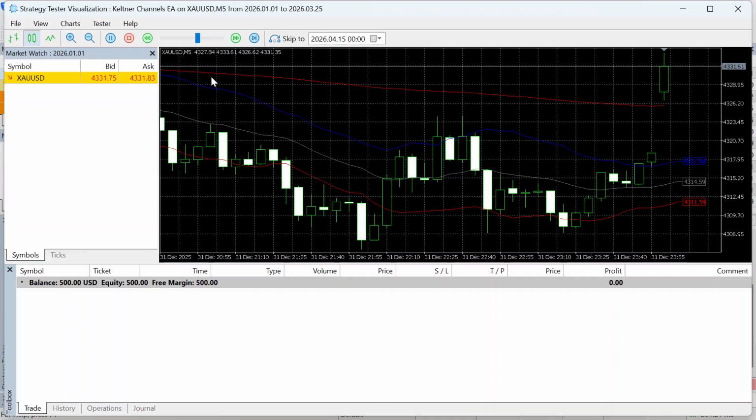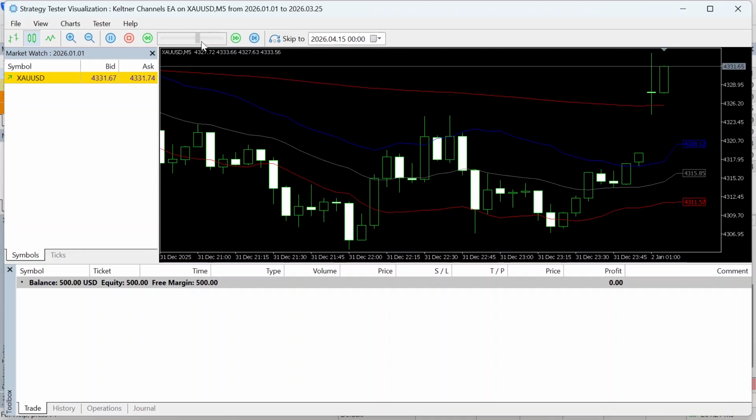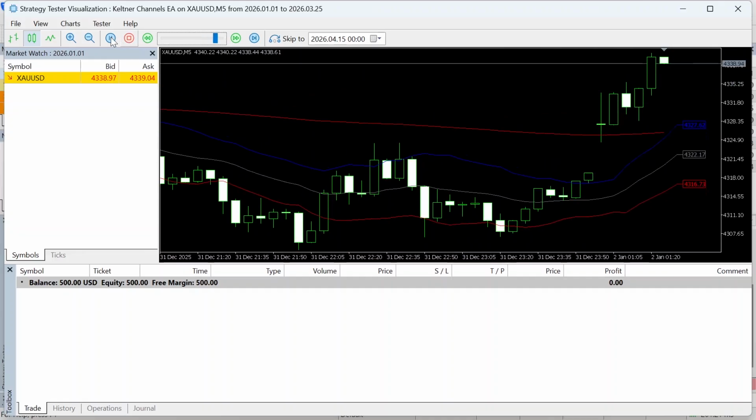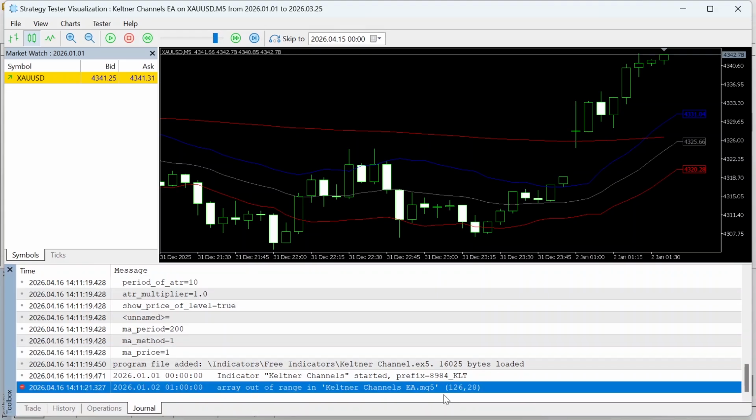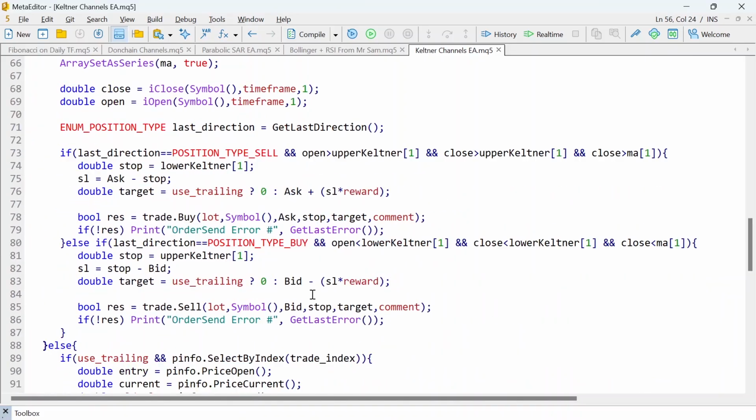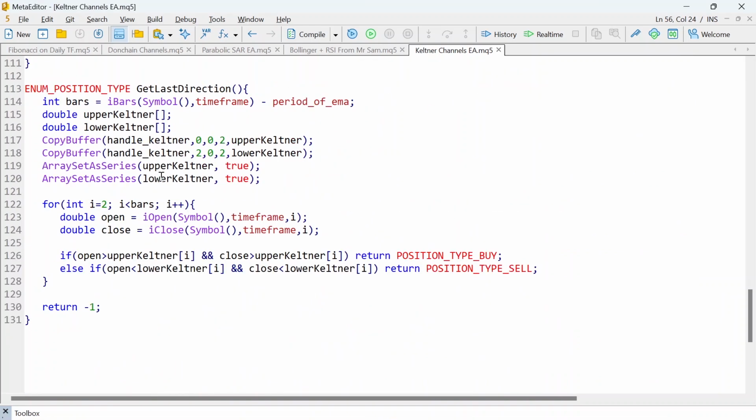So I will remove the grid and I'll try to increase this speed. Okay, you can see we should have had a buy position here, but I think there's a problem. So let's go back to the journal. Let's go back to line 126, which is somewhere around here. Okay, I think this is the problem.